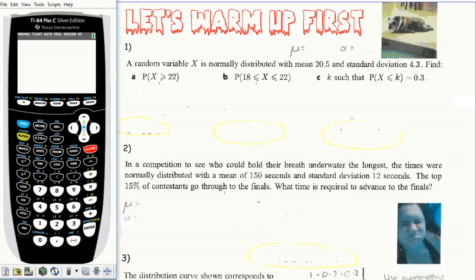Lectures on asymptotes, combined power functions, and where functions meet. Again, we're going to start with a warm-up of our normal distribution stuff from before. So we've got question 1.